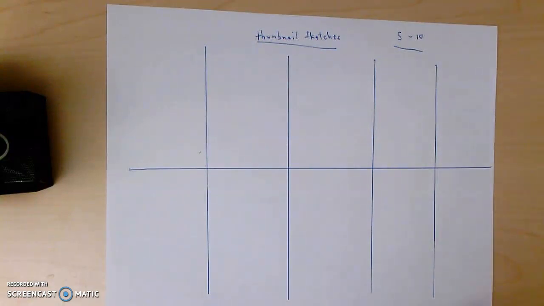Now, these 10 parts, the thumbnail sketches, if you remember, don't have to be very detailed. You just need to think in your head, what kind of sketches do I want to do? What kind of cars do I think are going to be fast?